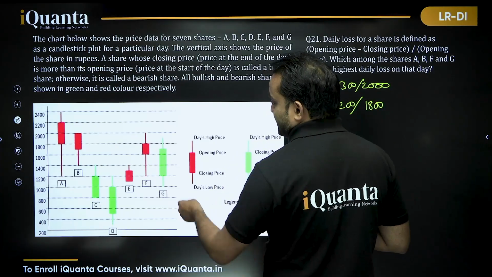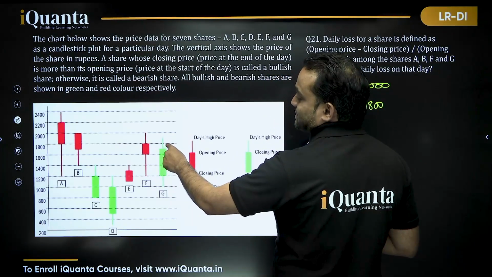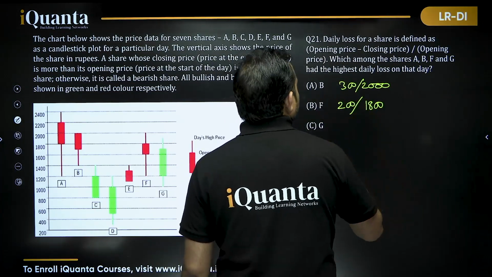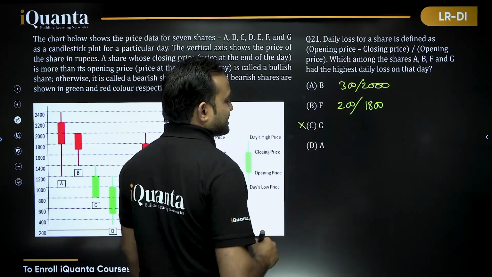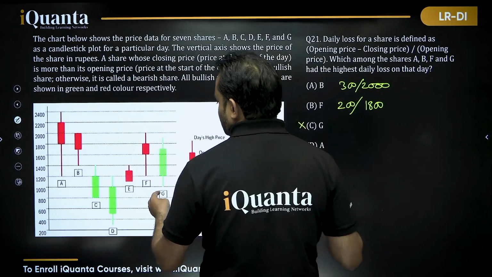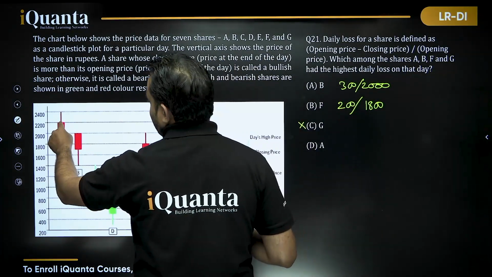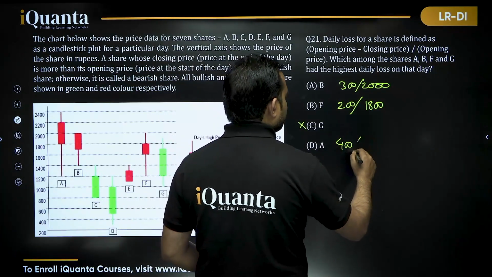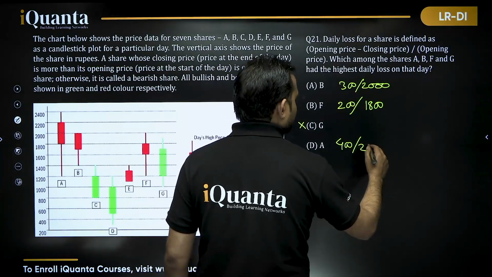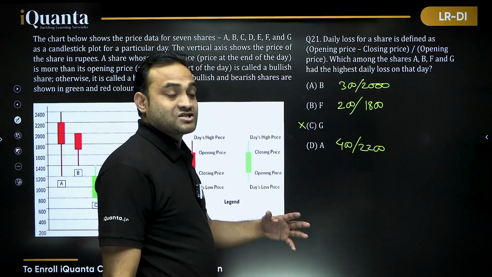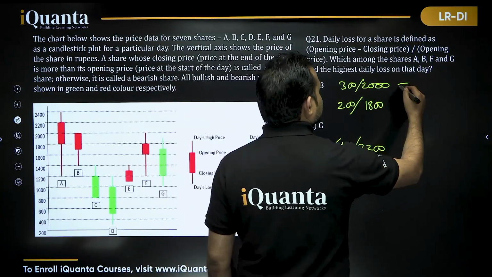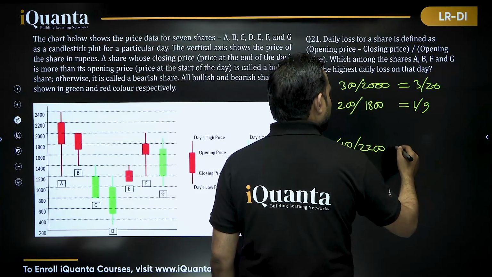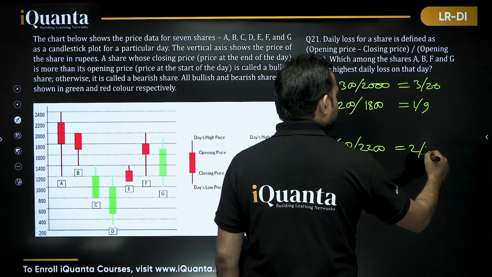Now in case of G, G has opening price lesser than this, right? So this will be a negative value. So there is no loss here. So this is cancelled. Option A, option D is A. So opening is 2200, closing is 1800. So the difference is 400 divided by 2200. Now it says highest daily loss. So in fraction, this is 3 by 20, this is 1 by 9, and this one is 2 upon 11.